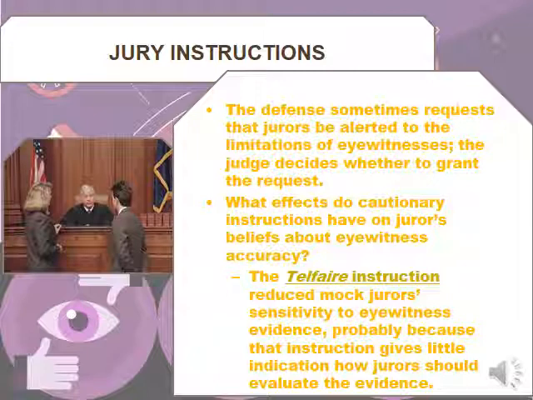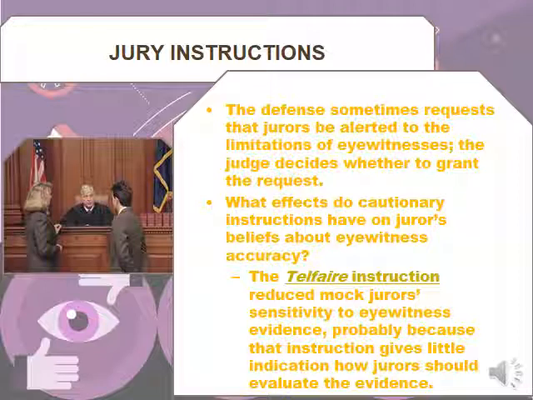So now, what is jury instructions? Because I've been talking about that for a while, and it's one of those things where I need to kind of clarify. So the defense sometimes requests that juries be alerted to the limitations of eyewitnesses. The judge decides whether to grant the requests. So initially, what effects do cautionary instructions have on jurors' beliefs about eyewitness accuracy?